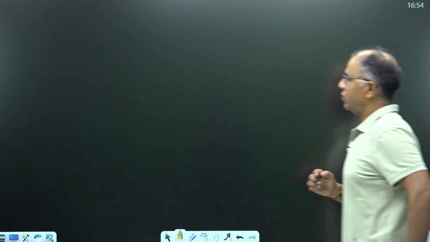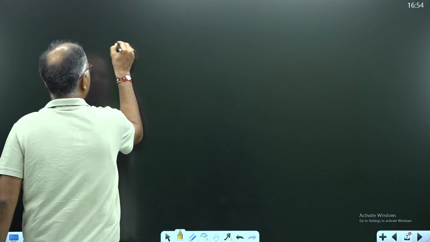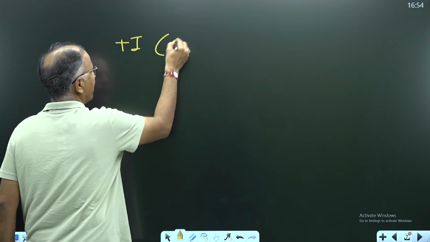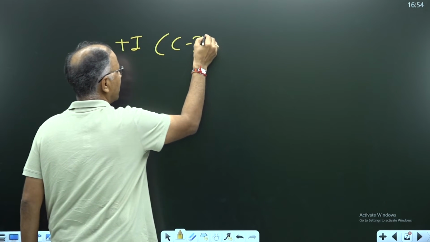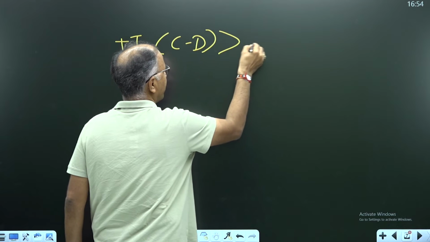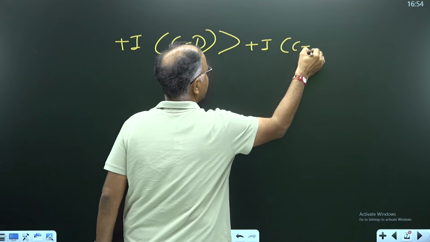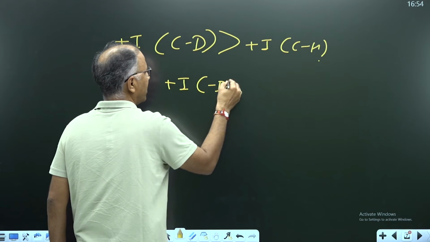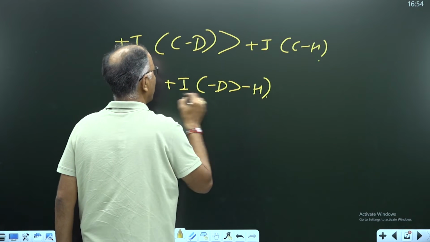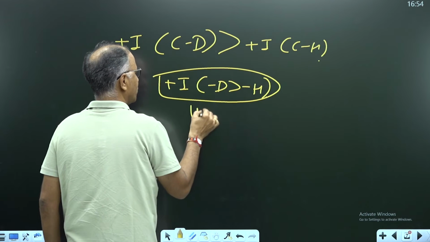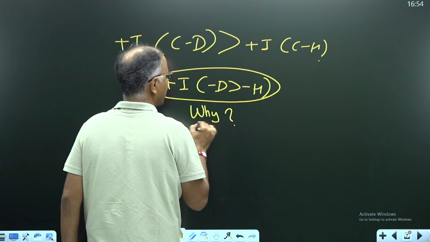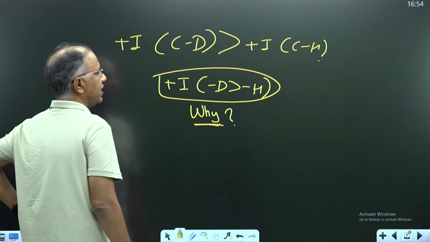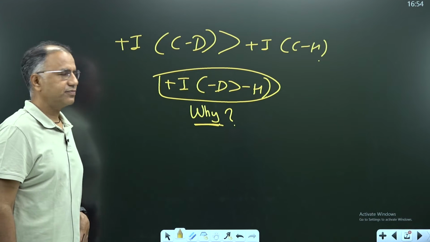Now you have to remember one more point: the plus I effect of CD is greater than the plus I effect of CH, or we can simply say that the plus I effect of D is greater than the plus I effect of H. Now the question arises, why is the plus I of D greater than the plus I of H?